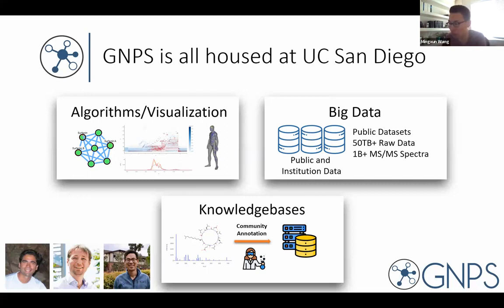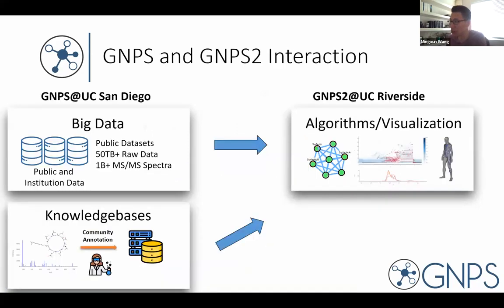And so we try our best to have uptime and availability, but we are not Amazon, Google, or Microsoft. So one of the things that we've launched at UC Riverside is something that we creatively call GNPS2. With a lot of the big data, it's going to stay at UCSD. A lot of the knowledge bases are going to stay at UCSD, but a lot of the tools will be rehosted and kind of remixed in GNPS2 at UC Riverside. And so what does this buy us?